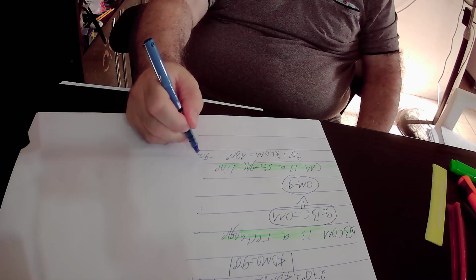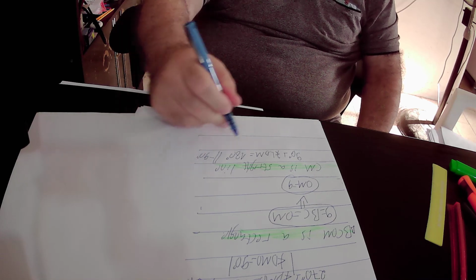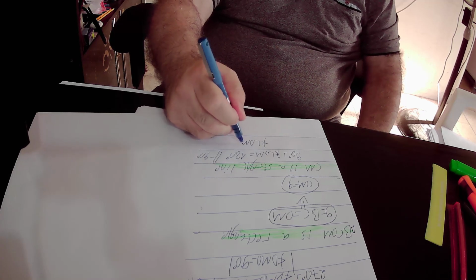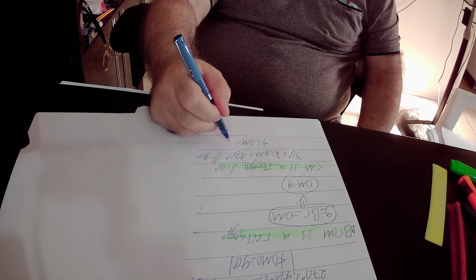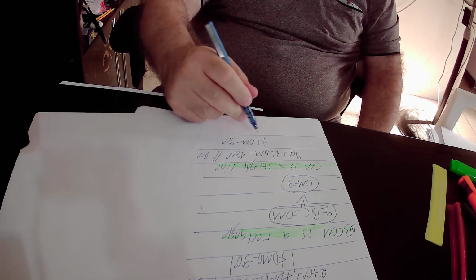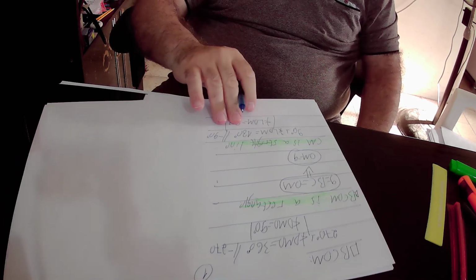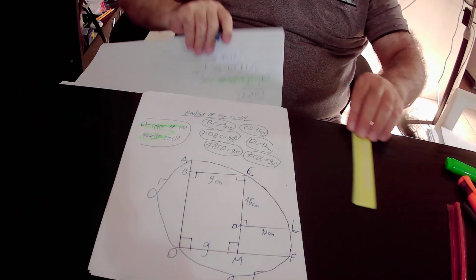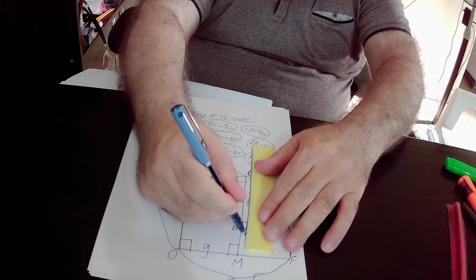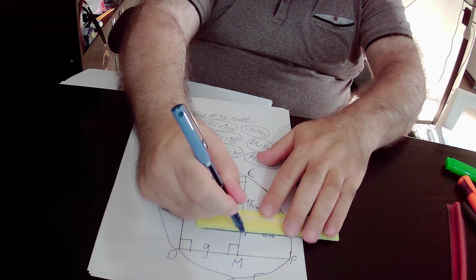So here we subtract 90 degrees from this equation and we get that the missing angle LDM is equal to 180 degrees minus 90 degrees. It is equal to 90 degrees. Okay, we found out that the missing angle LDM equals 90 degrees.